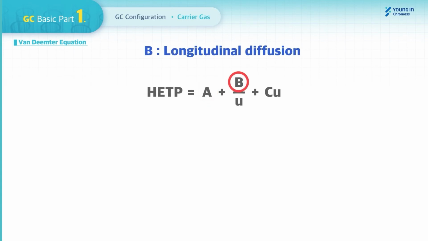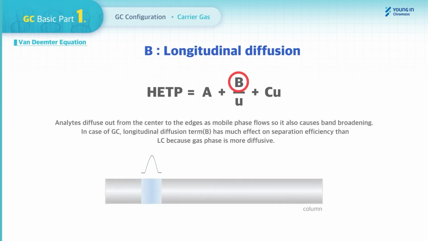Term B. Longitudinal diffusion. Analytes diffuse out from the center to the edges as mobile phase flows, so it also causes band broadening. In case of GC, longitudinal diffusion, which is term B, has much more effect on separation efficiency than LC because gas phase is more diffusive.